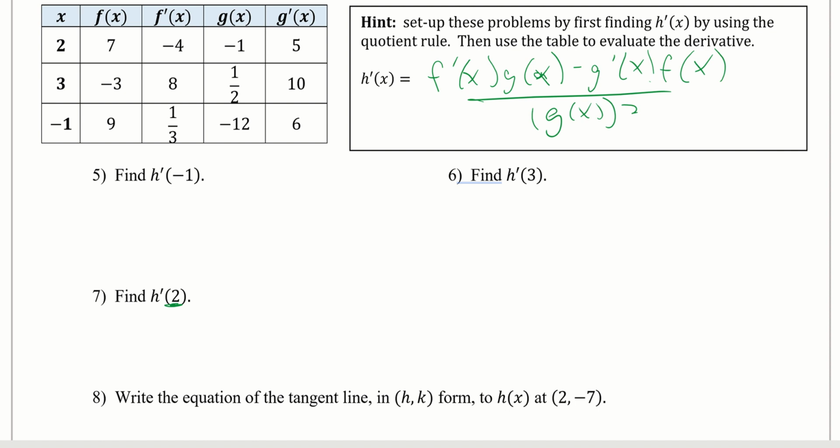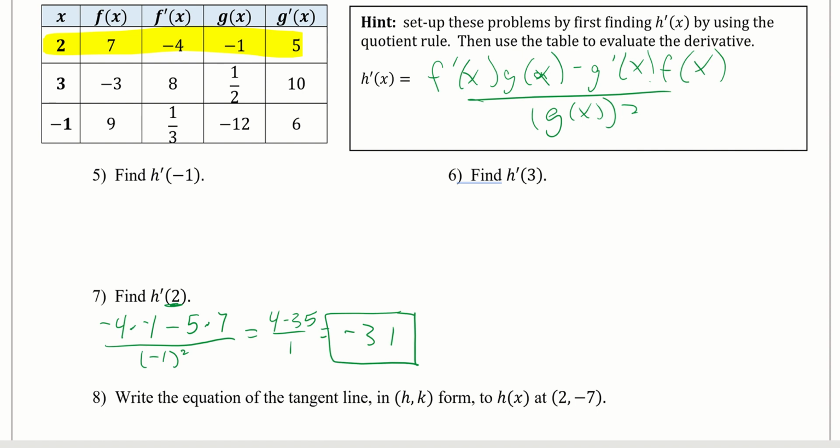Cool. So f prime of 2 is going to give me negative 4 times g of 2, which is negative 1, minus g prime, so 5, times f, which is 7, over g squared. So that's going to be 4 minus 35 over 1, which should equal negative 31. Nice.